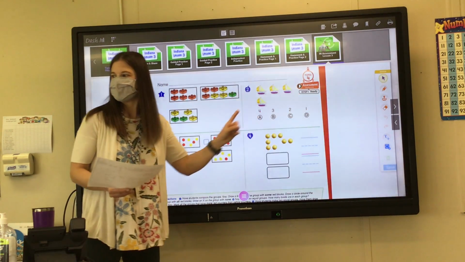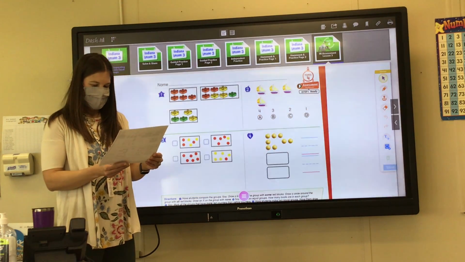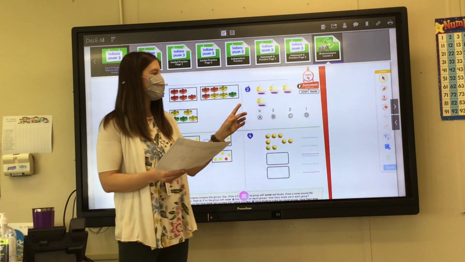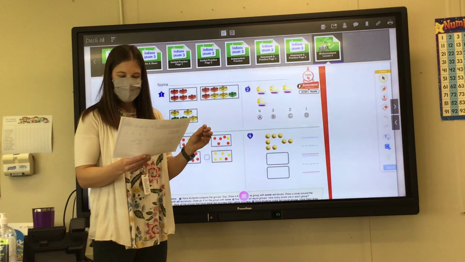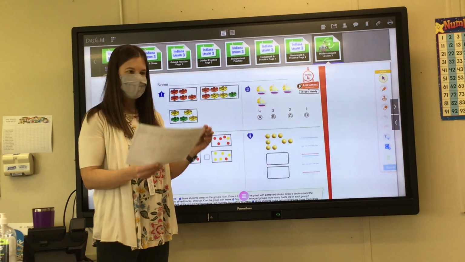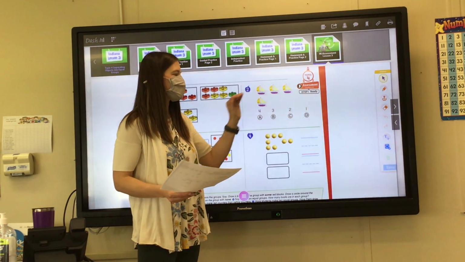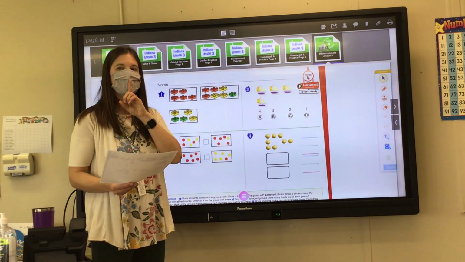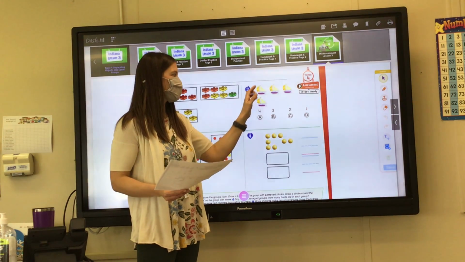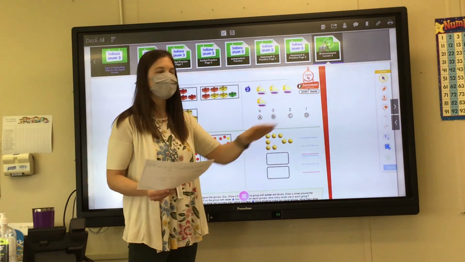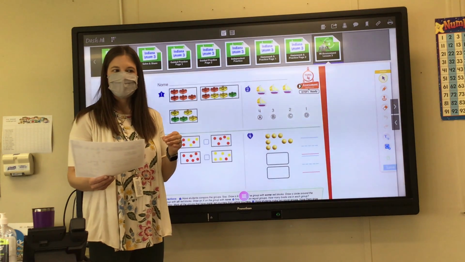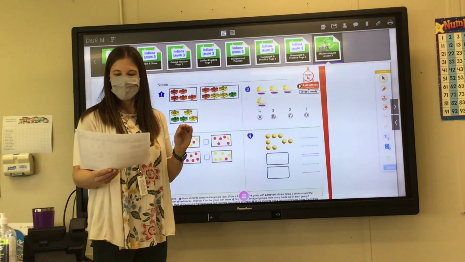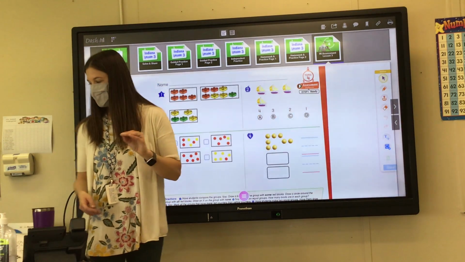Okay, number 2. Make 2 equal groups. How many boats are in each group? So you want to make 2 equal groups. Quietly please. Make 2 equal groups with these boats. If you have to, circle them or you can draw them, 2 equal groups. Make these boats into 2 equal groups.